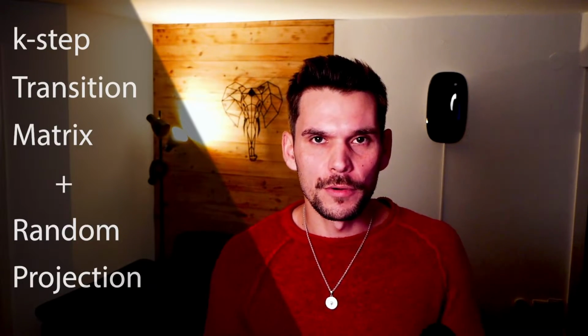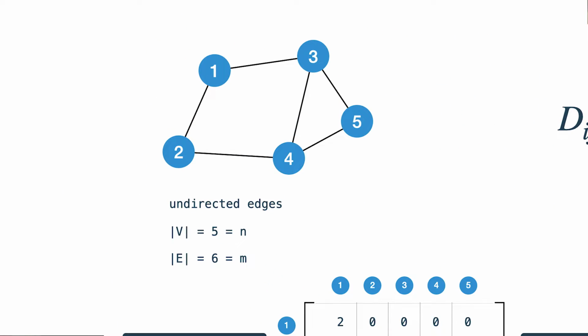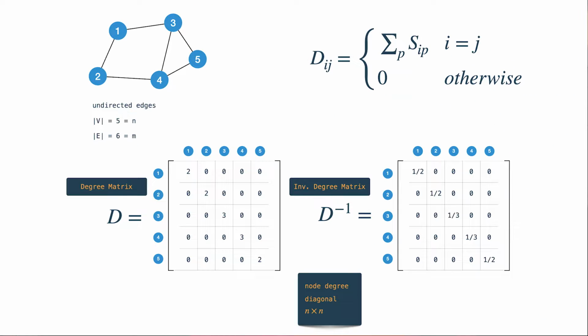Now, FastRP is a k-step transition matrix plus random projection approach, and what all of that means we are going to explore in this video along a very simple and small example graph. So we are going to do the math so that we all understand what's going on under the hood. Now, the best thing about FastRP is that it's implemented in the Neo4j GDS graph library. So you can use it on your Neo4j graph database out of the box, just using a handful of lines of code.